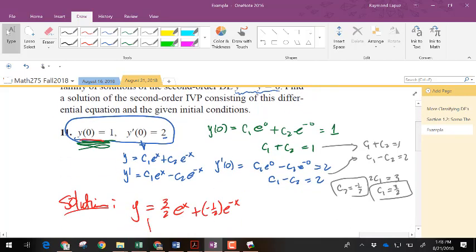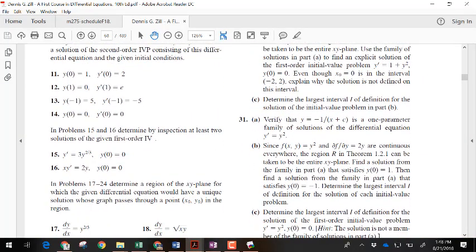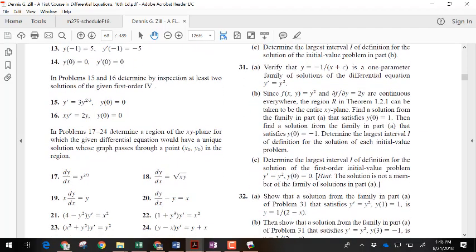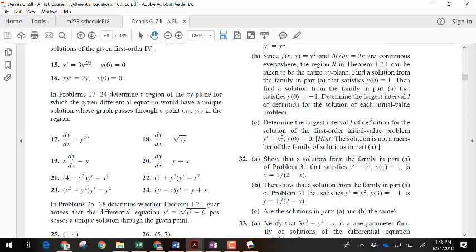Okay, any questions? So you'll see problems like that. Let's see. I don't know if I want to do another problem. All right, here, let's take a look at this. Determine a region on the xy plane for which a given differential equation will have a unique solution. Let's do, I don't know, number 18.